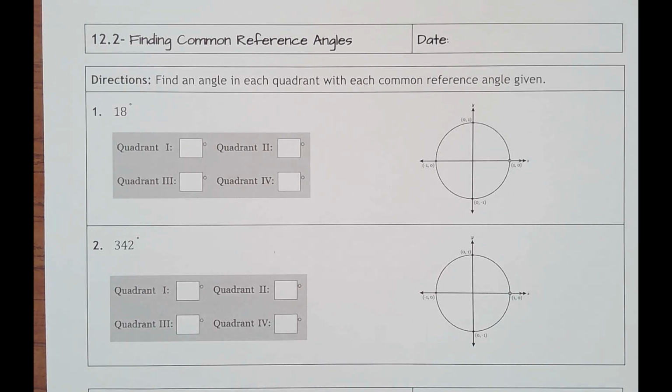Lesson 12.2 is finding common reference angles. So in lesson 1, we found reference angles. Now we're going to find them in all 4 quadrants. Directions say find an angle in each quadrant with each common reference angle given.